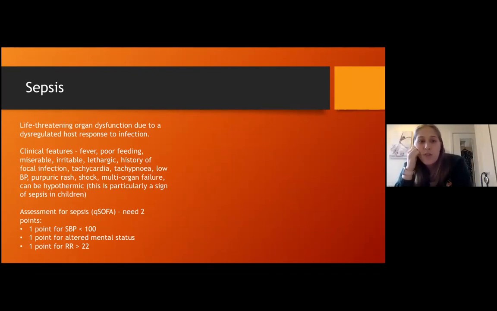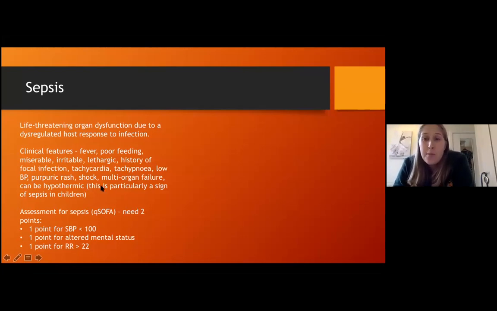So the child may have a fever, poor feeding, miserable, irritable, history of a focal infection, vital signs going to be off, so tachycardia, tachypnea, low blood pressure. May have that purpuric rash if it is meningococcal disease, and they may go into shock or multi-organ failure. So just generally unwell, really.